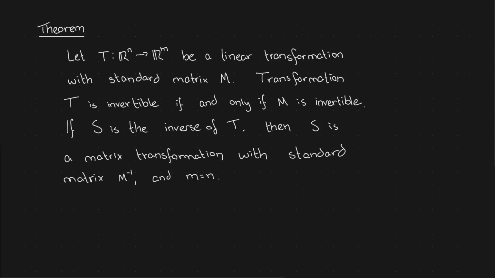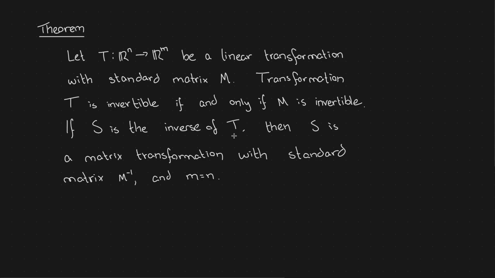Let's talk about the special case where we have an invertible linear transformation that's a matrix transformation. So let's let T be a transformation from Rn to Rm. Okay, so it's a linear transformation. Because it's going from Rn to Rm, it's a matrix transformation. So it has a standard matrix M.